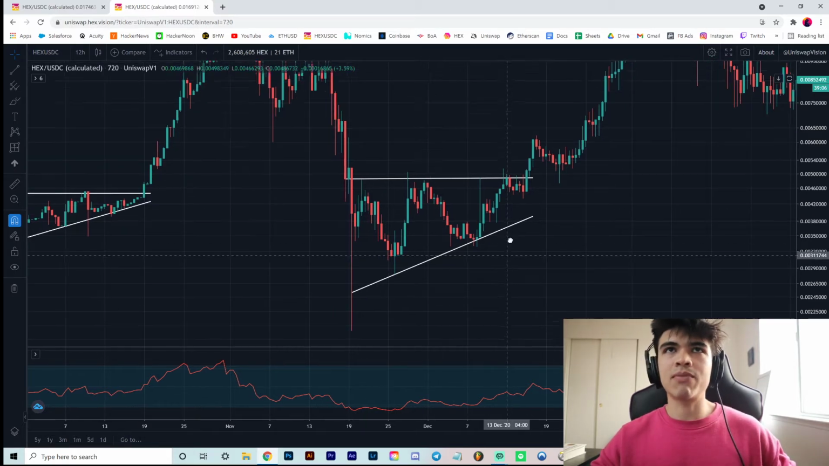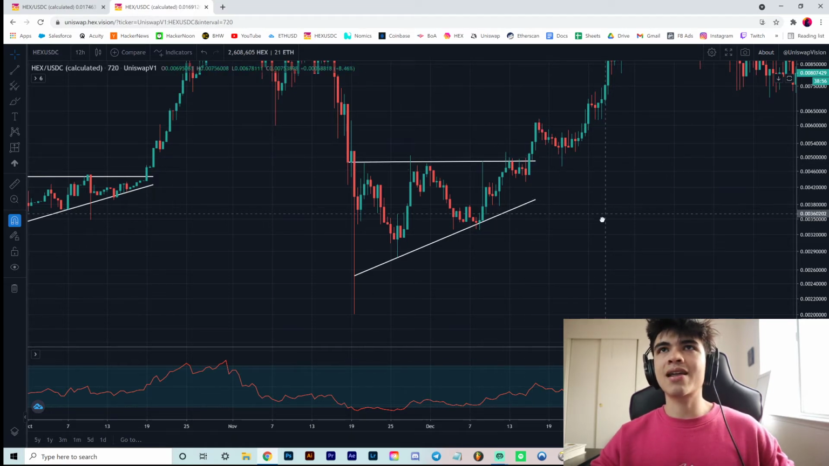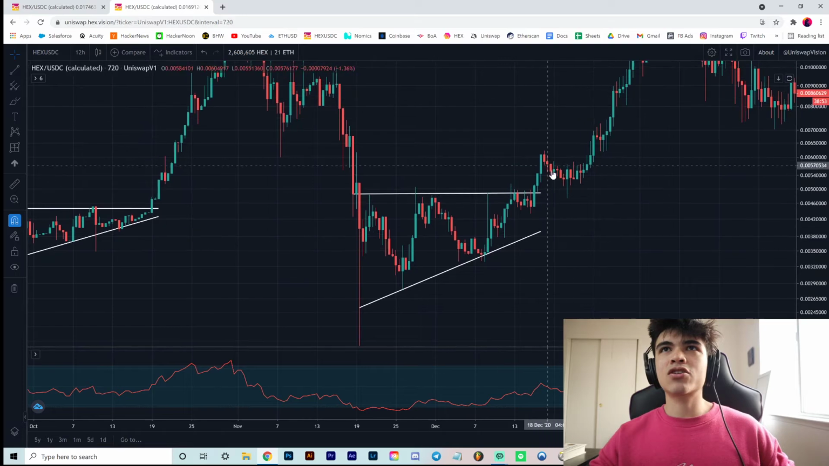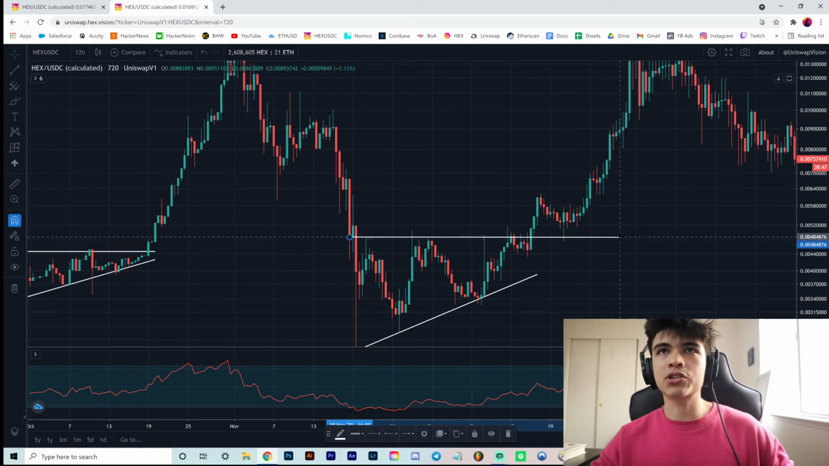Yeah, again, multiple ways to measure this. However, we had our resistance region around here again, and once we broke through it, we tested it once, twice, 3 times, 4 times, and on the 5th time we broke through it. And when you test this region of resistance as support, again, it's generally considered to be really bullish.